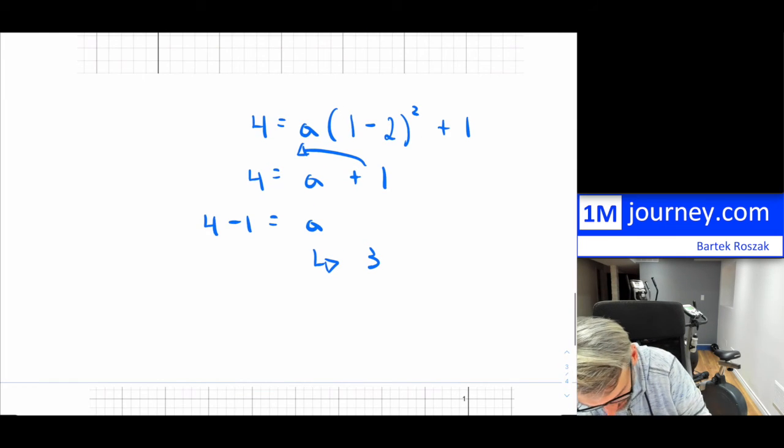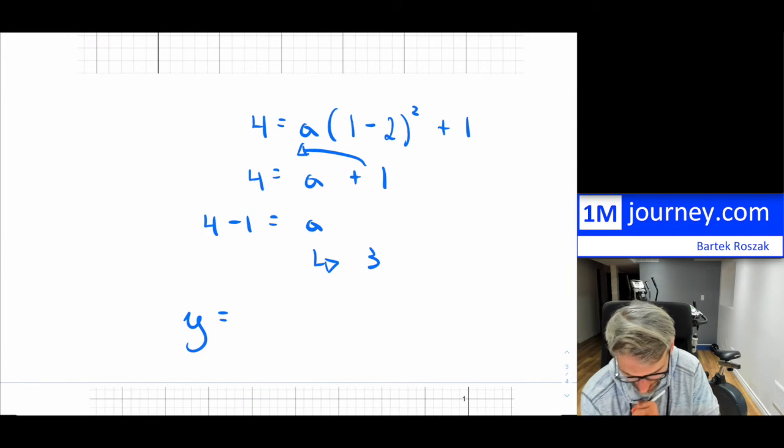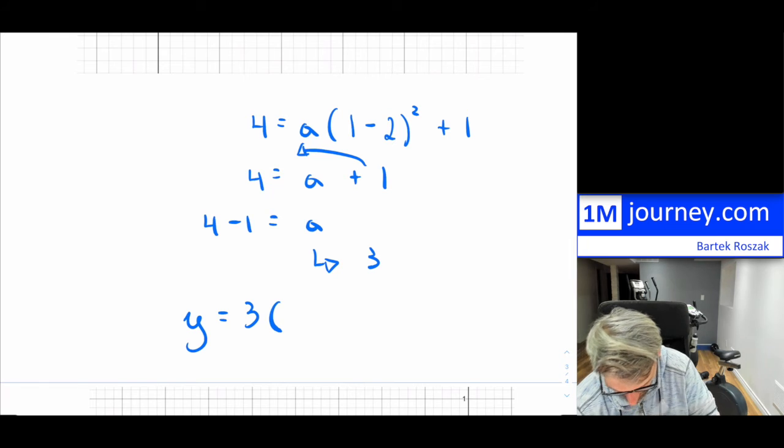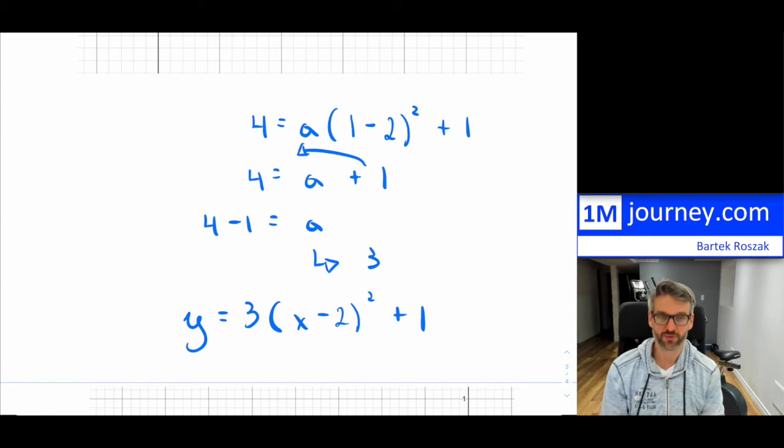And there you have it. So you have your equation or relation. So that's going to be 3, and then you're going to have your x minus 2 squared plus 1, and there is your relation.